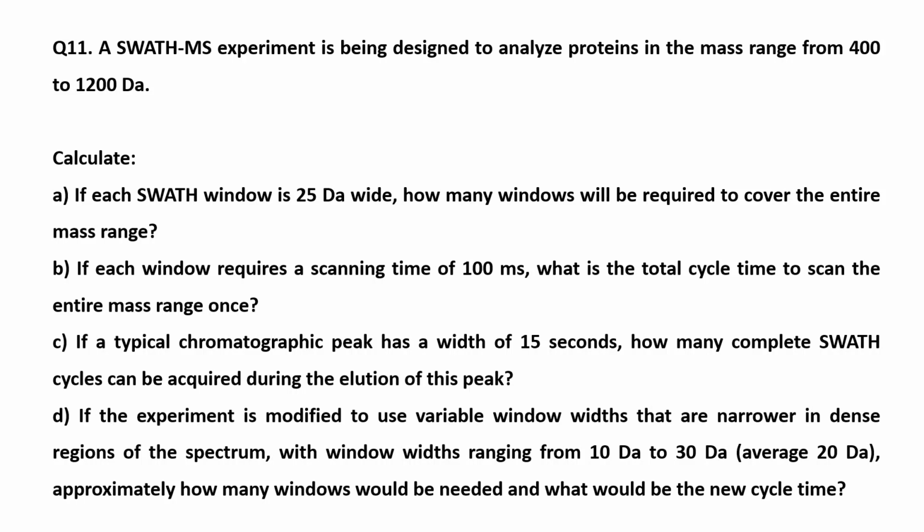And the last question: if the experiment is modified to use variable window widths that are narrower in dense regions of the spectrum, with window widths ranging from 10 Dalton to 30 Dalton, average 20 Dalton, approximately how many windows will be needed and what would be the new cycle time? So you can take around 10 minutes to do this whole question and then we will discuss it.